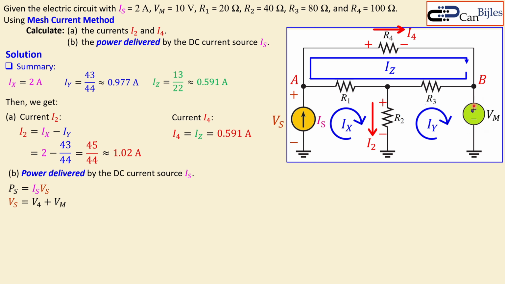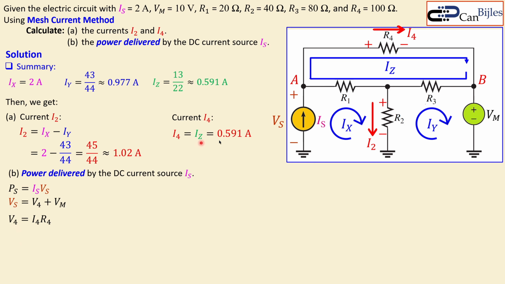Vm we already know, so let's take that. And the voltage across R4 is also easily calculated using Ohm's law, because we know I4 and R4 is also known. So this is the easiest option to calculate Vs. Now V4 is the voltage across R4, which is R4 times the current through it using Ohm's law. So current times the resistor will give you that voltage.